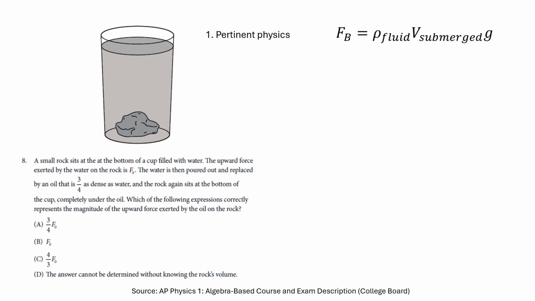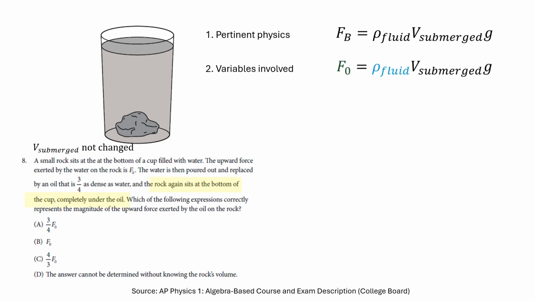The upward force is a buoyant force. So we need to remember what causes buoyant forces and how they work, what factors affect them. We have the density of the fluid, the submerged volume, and g. There's no indication that we've moved to a different planet, so g is not going to change. And there's no indication that the submerged volume has changed. In fact, we're told that the rock sits at the bottom of the cup, completely under the oil. So the two things that I'm looking at here are the buoyant force, F0 in this case, and the density of the fluid.